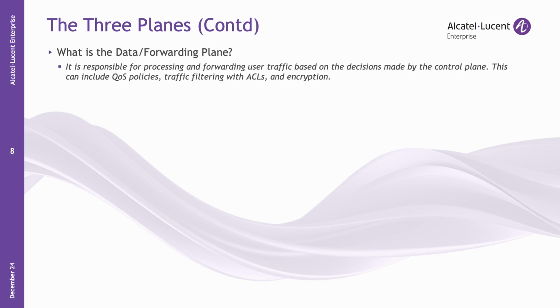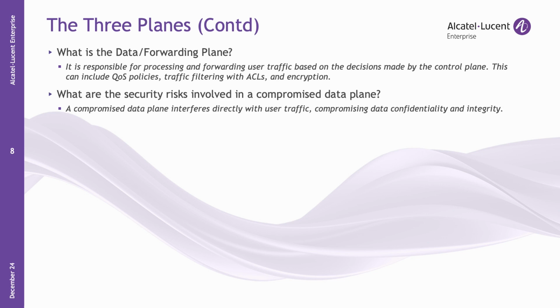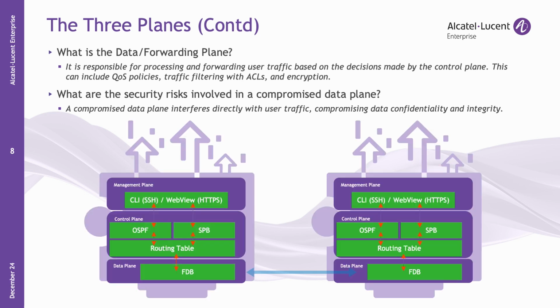The last plane is the data or forwarding plane. It is responsible for forwarding the user traffic. Examples include QoS policies, traffic filtering, and any data in transit encryption. A compromised data plane directly affects the confidentiality and integrity of user data. That's why it's critical to ensure that the data plane is secure. These three planes are closely interconnected. The data plane is governed by the control plane, and the control plane is managed and configured by the management plane.